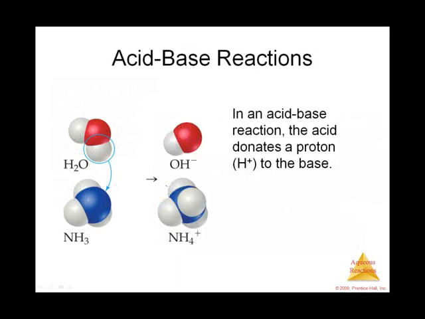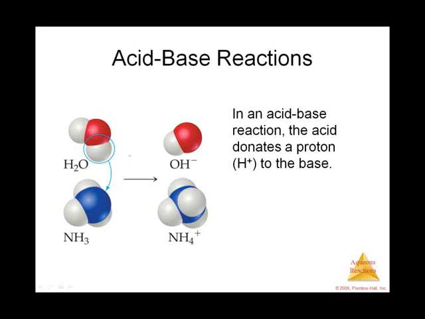So what happens in an acid and base reaction is the acid donates a proton or an H+ to the base, right? And in the process, it becomes more like a base, and the species that accepted the H+ becomes more like an acid. Okay, and we do know that water can act as an acid, as it is in this case. It can also act as a base. We call that property amphoteric, which means it can act as either.